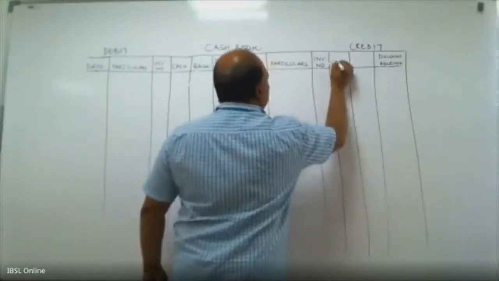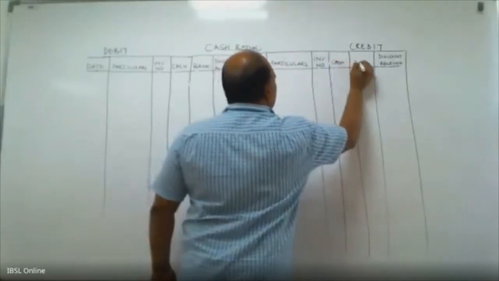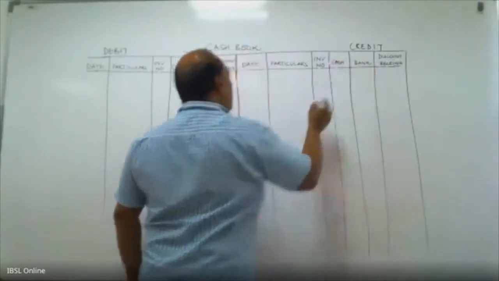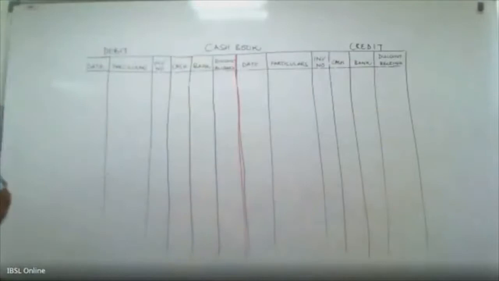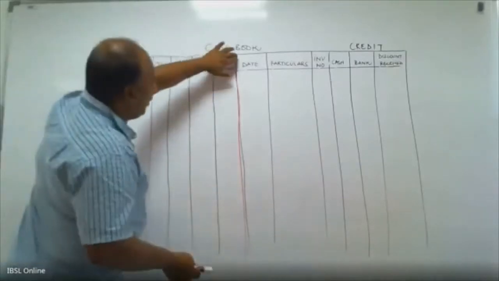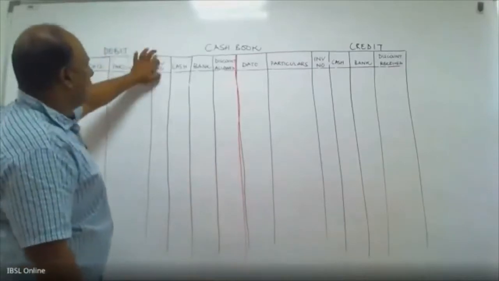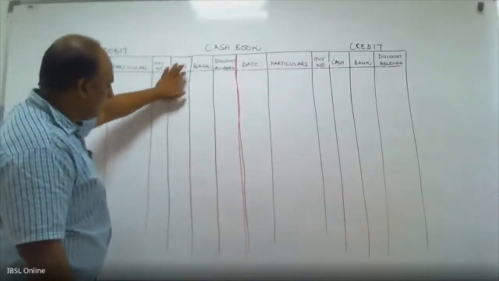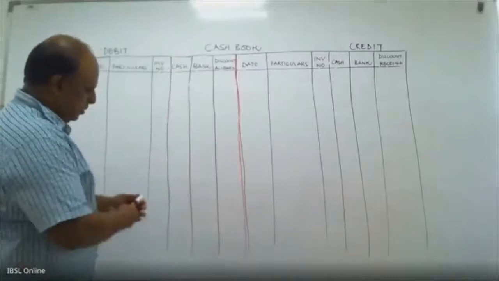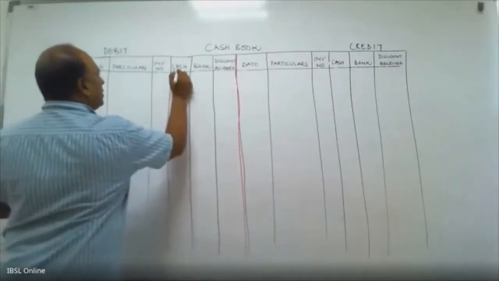One will be cash, one will be bank. So now it becomes a double column cash book. Double column cash book. So let us go through the columns once again. This is the midpoint. So left side: date, particulars, invoice number, cash column. This is the amount column, rupees.